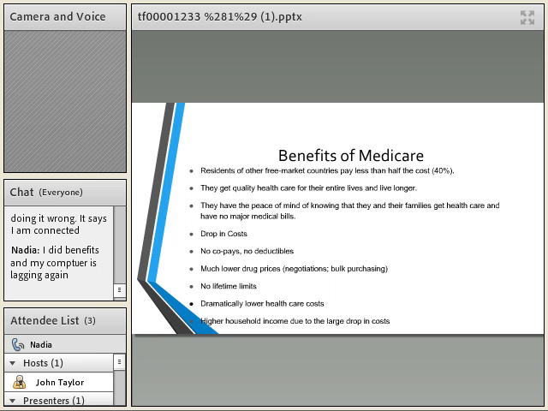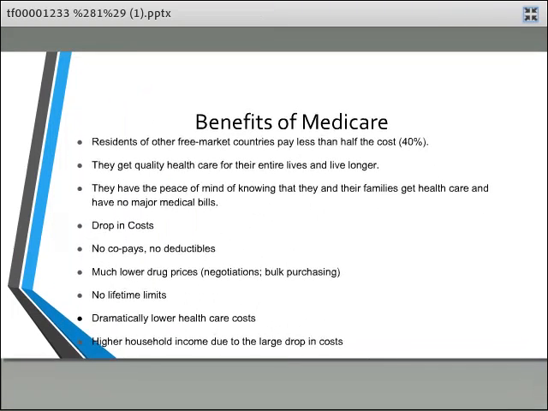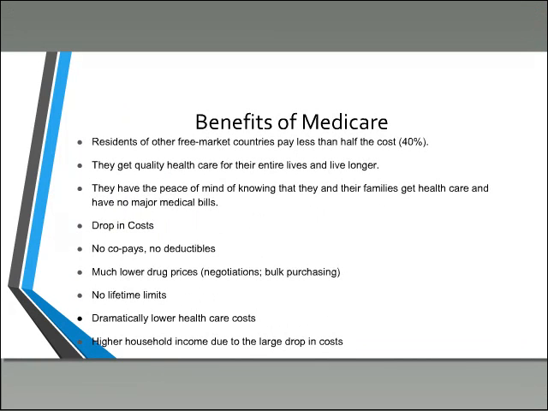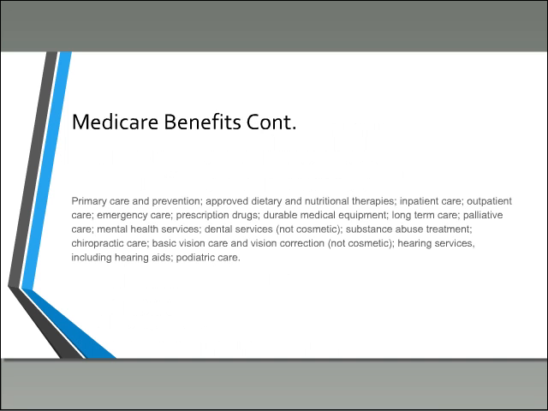This is going to be more categorized. For the benefits of Medicare, residents of other free market countries pay less than half of the cost, and they get quality health care for their entire lives. People with this tend to live longer because they can get more health insurance, is what I found. There are no copays or deductibles. There are much lower medicine prices, so when you go in to buy medicines, it's not super expensive. And again, healthcare costs are lower. We can go to the next slide.